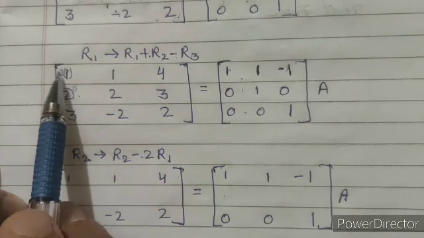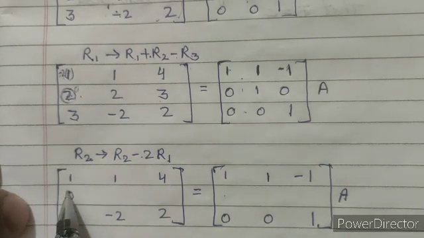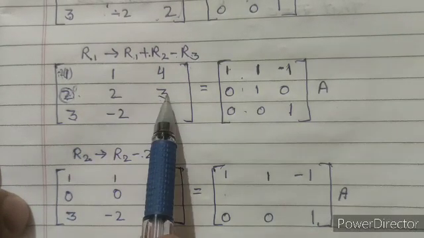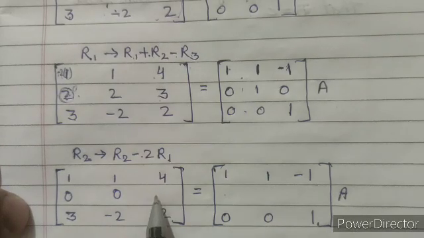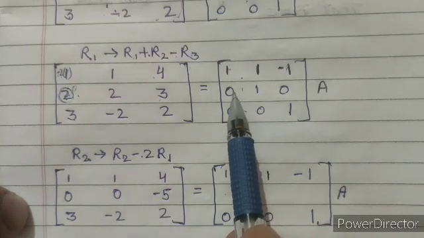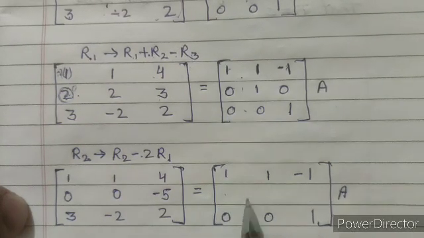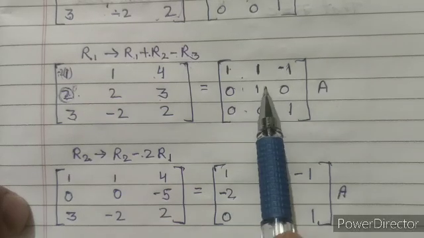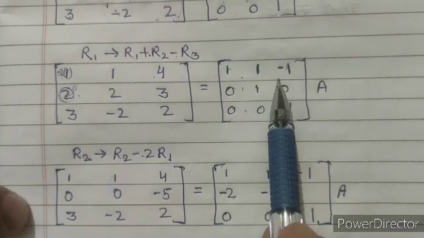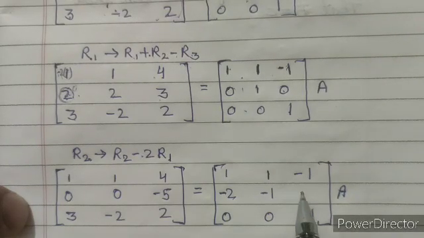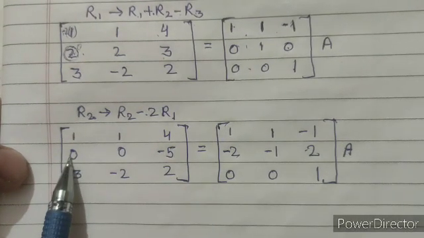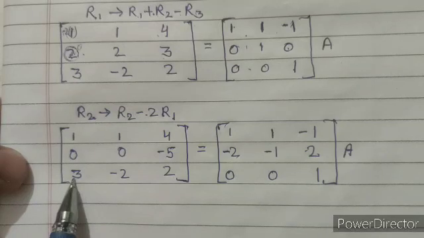So 2 minus 2 into 1 will give us 0. 2 minus 2 into 1 will again give us 0. 3 minus 2 into 4 will be equal to minus 5. Now here on the right hand side again 0 minus 2 into 1 will give us minus 2. 1 minus 2 into 1 will be equal to minus 1, and 0 minus 2 into minus 1 will be equal to 2.